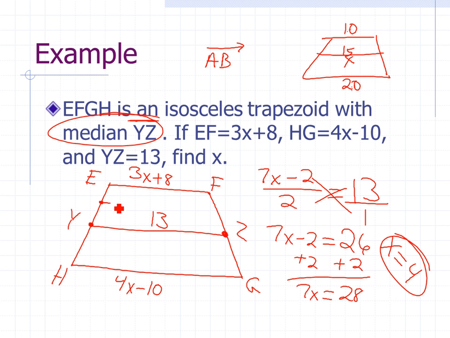If I drew this in and told you it was another median, could you find the length of it? Yeah, then you'd use the 13 and this length, which 3 times 4 is 12, plus 8 is 20. Add those two, divide by 2, and then you could keep going and going, finding all of them all the way down through there, depending on how many you want.